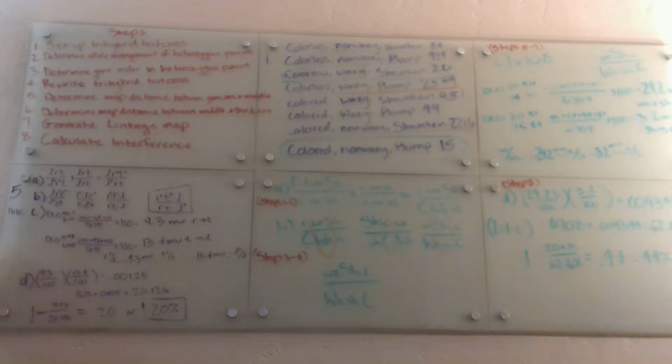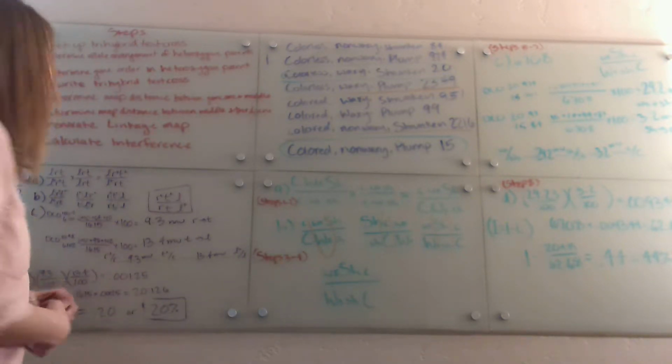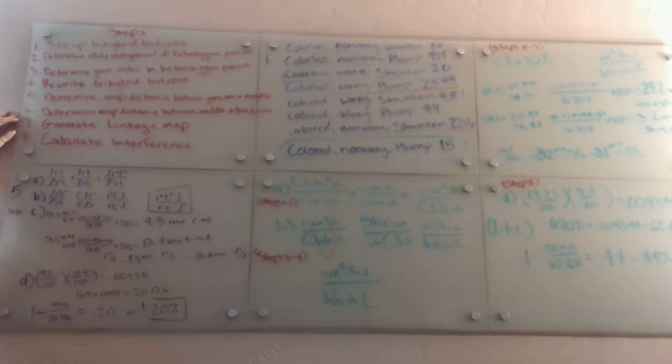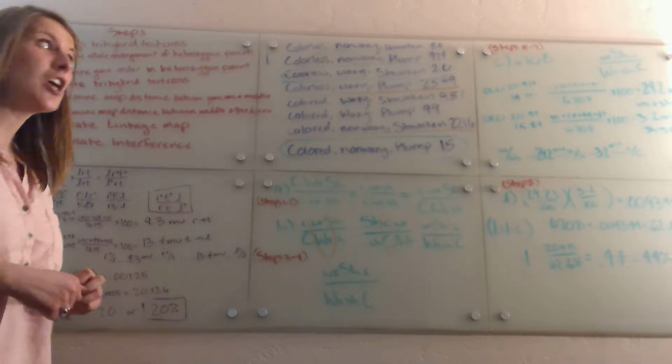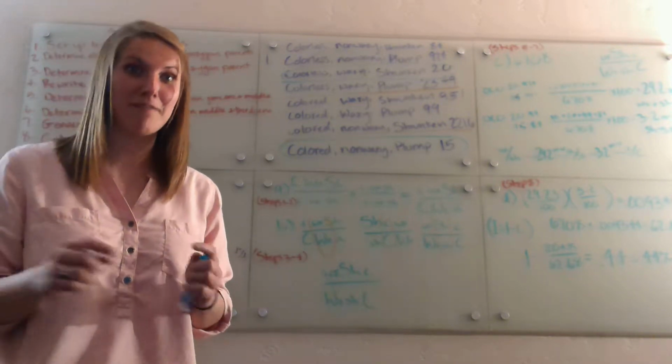So here we go. We'll start with the steps that it takes to solve this. We have 8 steps. Step 1, set up the trihybrid test cross. Step 2, determine the allele arrangement. Step 3, determine the gene order. Step 4, rewrite the trihybrid. Step 5, determine the map distance between gene 1 and the middle gene. Step 6, determine the map distance between the middle and the third gene. Step 7 is to generate the linkage map, and step 8 is to calculate interference. So let's go through this. It's going to be fun.